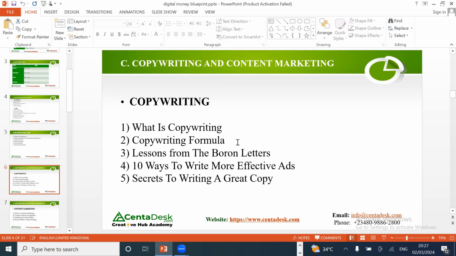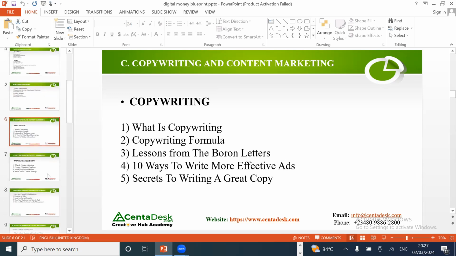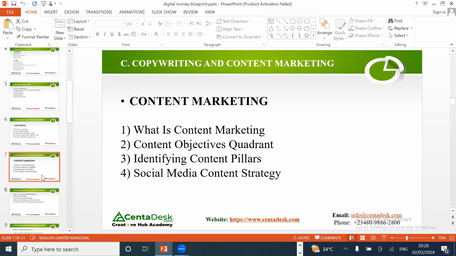So these are some of the things we're going to be revealing to you when it comes to copywriting. The same thing goes here with content marketing. What is content marketing? Content objective quadrant, identifying content pillar, social media content strategies. Just the same thing we are still talking about, engaging content, you understand?